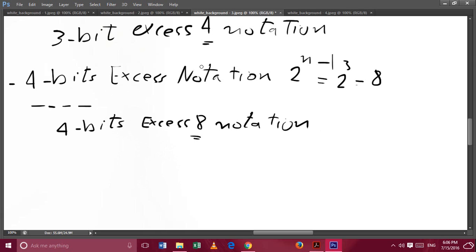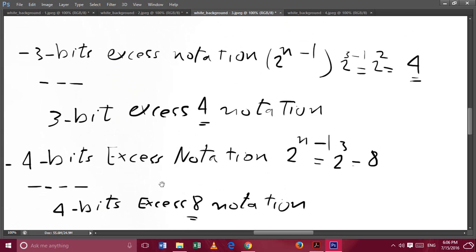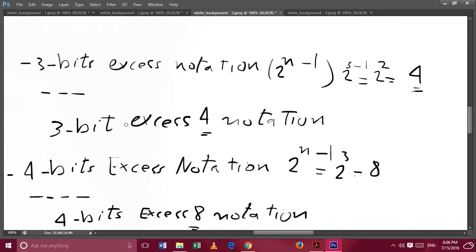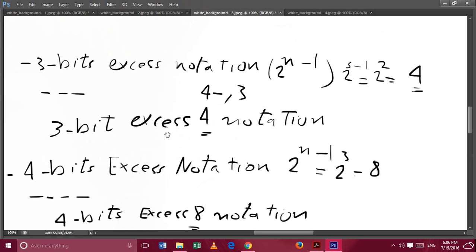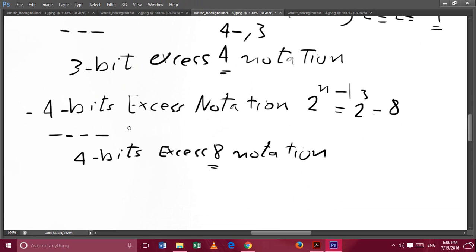Well, it's very useful in so many different ways. As an example, let's go back to our 3 bits, and we said 3 bits is excess 4. You will see that in 3 bits excess notation, we need the excess because the range will be -4 to 3. Let's have a look. Let's look back. Look, right. 3 bits, -4 to 3. Okay, so that's a useful piece of information. And the same goes here.